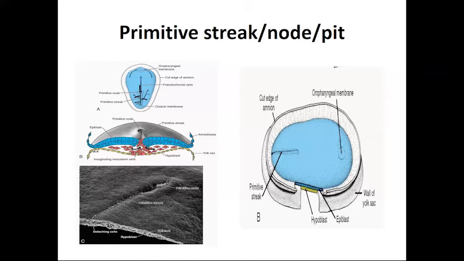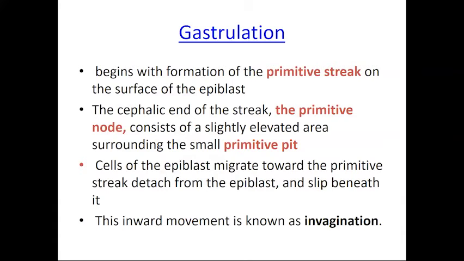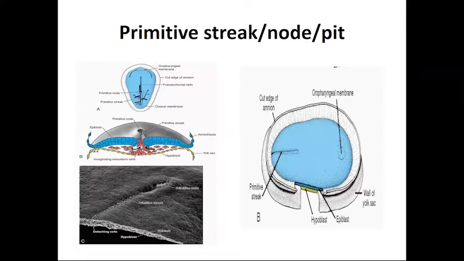So that is the appearance of the primitive streak, that is a line into the surface of the epiblast. The cephalic end of the streak, that is the primitive node, that is this end, the more dilated sort of thing, that is known as the primitive end.